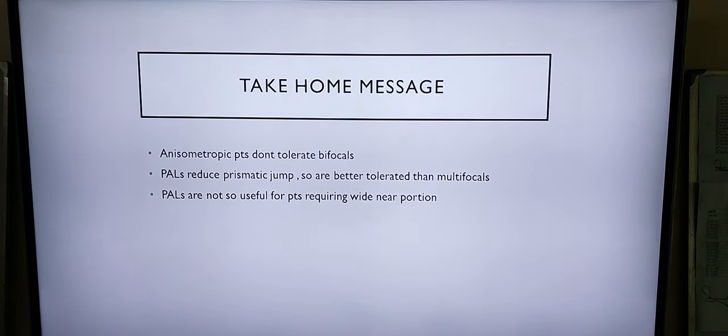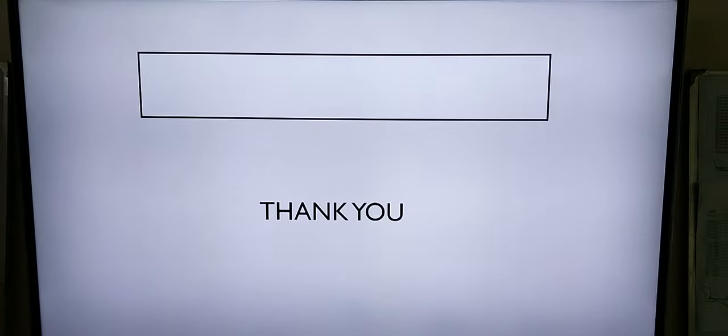Take home message is that anisometropic patients don't tolerate bifocals or trifocals. Progressive addition lenses reduce prismatic jump, so are better tolerated than multifocals. Progressive addition lenses are not so useful for patients that require a wide near portion.